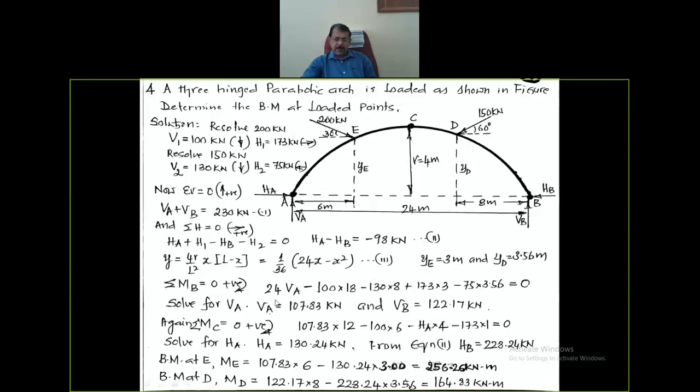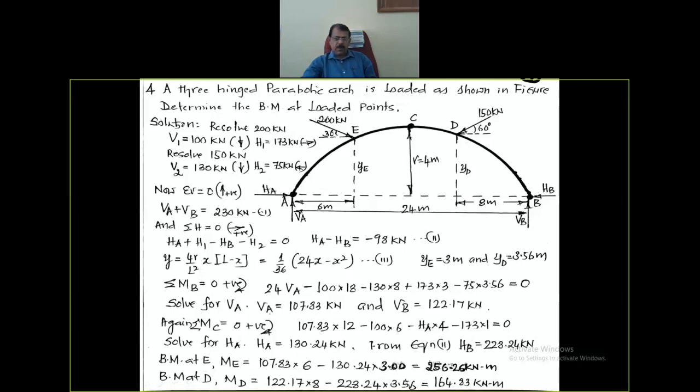That is given by 24 VA minus 100 into 18 minus 130 into 8 plus 173 into 3 minus 75 into 3.56. That should be equated to 0. From this equation, solve for VA. The value for VA works out to be 107.83 kilonewton.